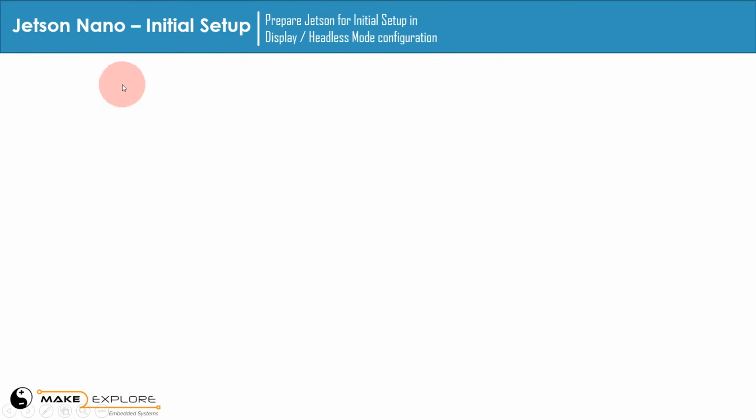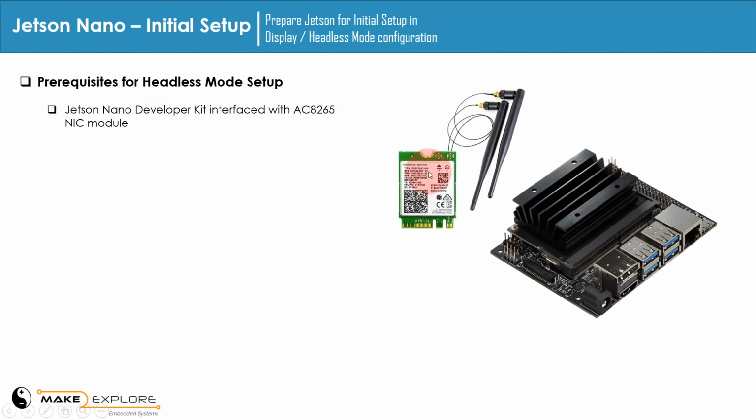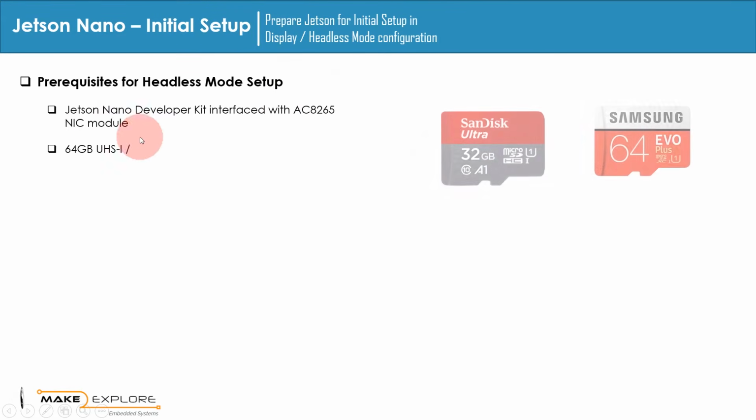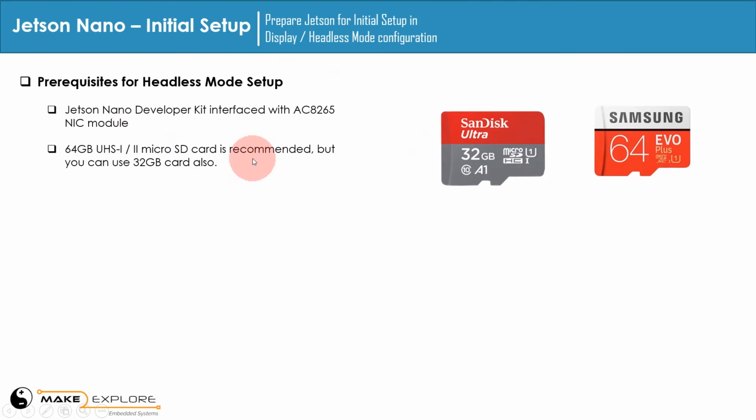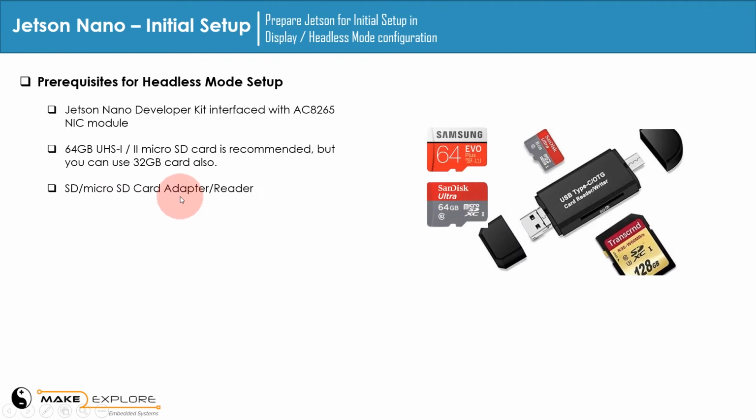Now, let's see what are the prerequisites for setting up Jetson Nano with headless method. We need Jetson Nano developer kit interfaced with AC8265 NIC module. 64 GB high-speed microSD card is recommended, but you can use 32 GB card also. Next, we will require the SD or microSD card adapter or reader module with which we can format card and flash operating system image onto it.